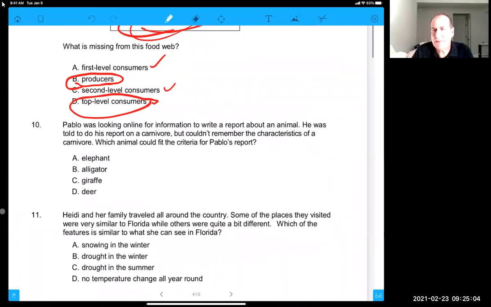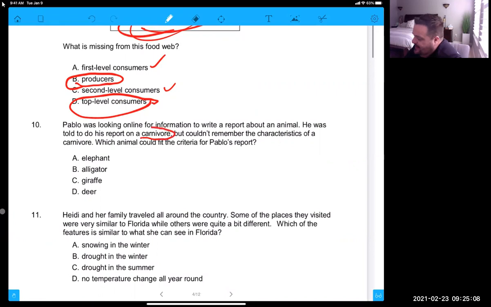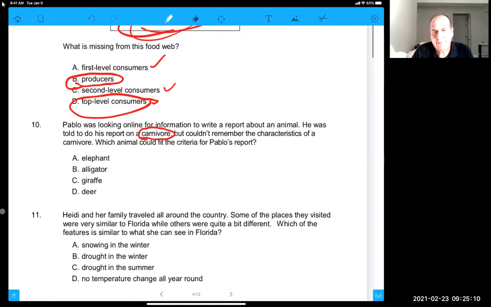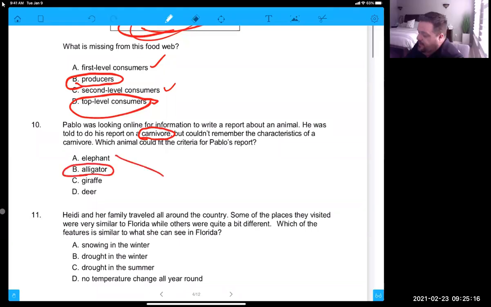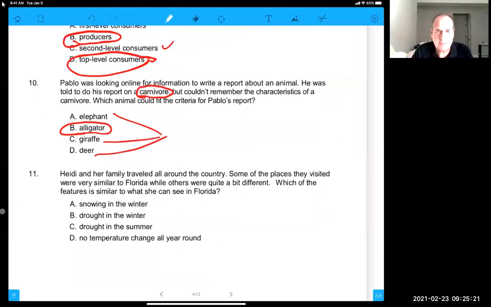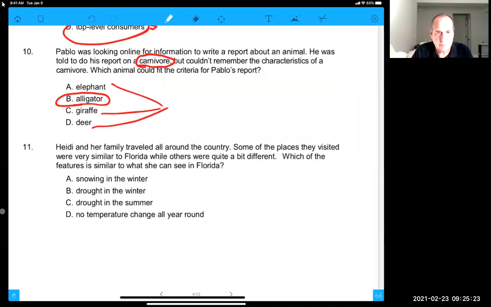Ooh, what's the key word there? The key word, Mr. Spina, is this. That's it, carnivore. And carnivores eat meat. All the rest of these animals don't really eat meat. Nope. All right, let's keep going. Herbivores. So pause, do number 11.